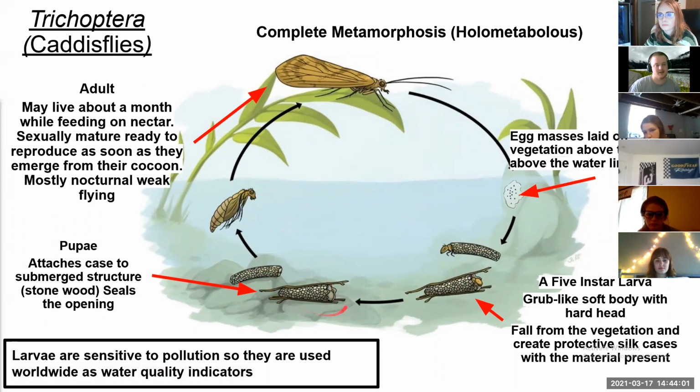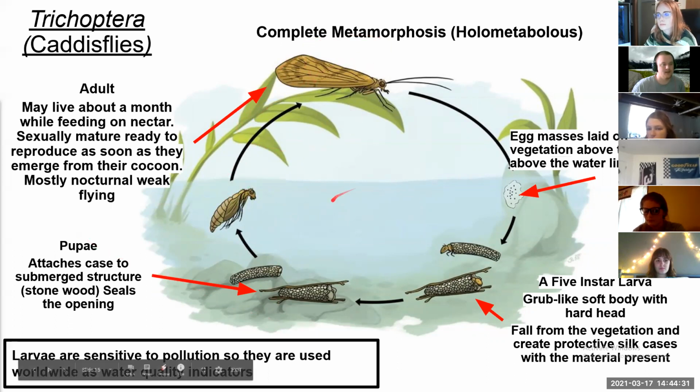So they'll actually seal up this case and make a cocoon. And they'll actually undulate their body while inside that cocoon because the cocoon is porous and they'll still need to circulate water through it. So by undulating their body within that cocoon, they're helping to circulate water through it so that they can still respire as they grow and develop. And then they'll emerge from the water and become adults.